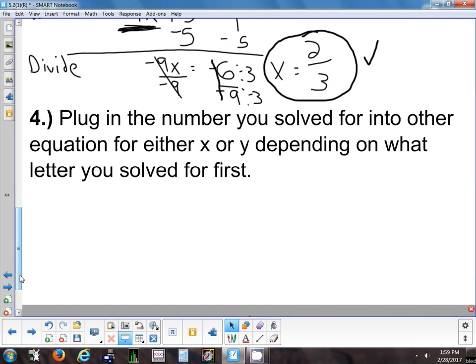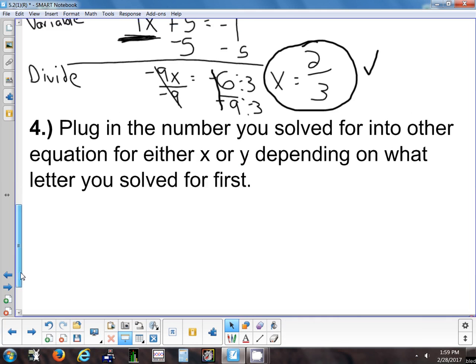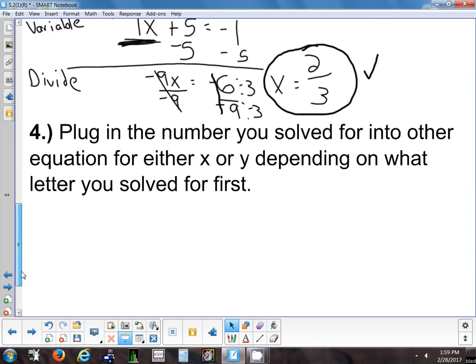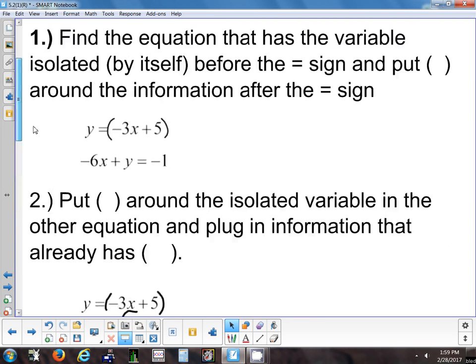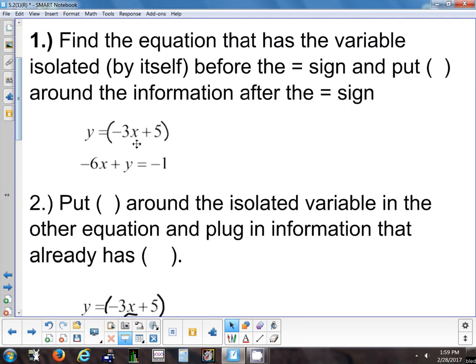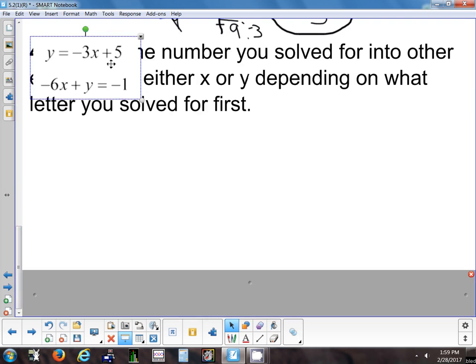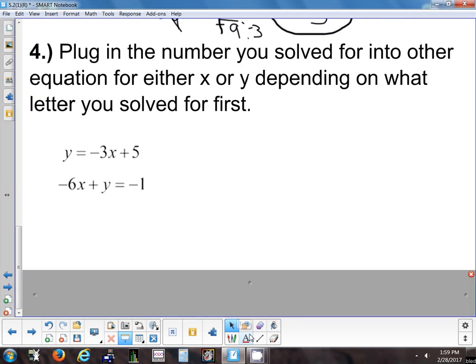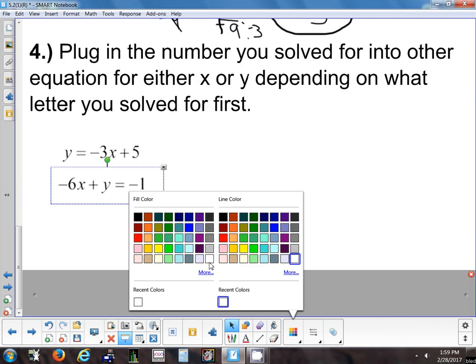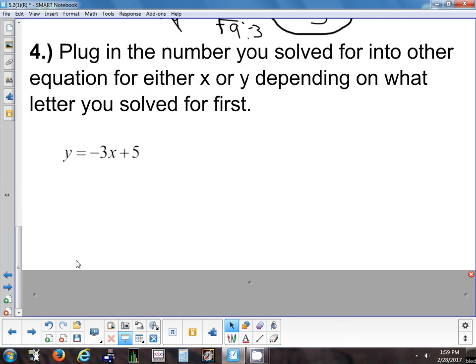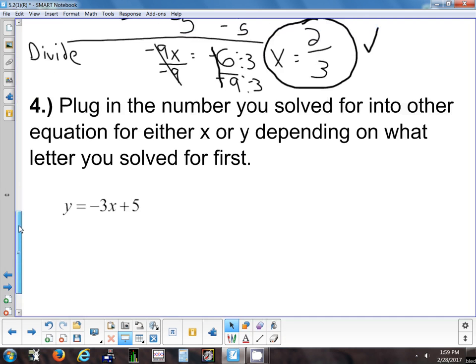So now, in this case, the bottom equation was the one that we changed, because the top equation had the isolated variable. Now, we're going to go back to that top equation that had the isolated variable, and we'll use that to solve. Right, Mr. Hager just brought it down for us. All right, so now we're going to use that top equation, which is y equals negative 3x plus 5. I'm going to go back up a little bit.